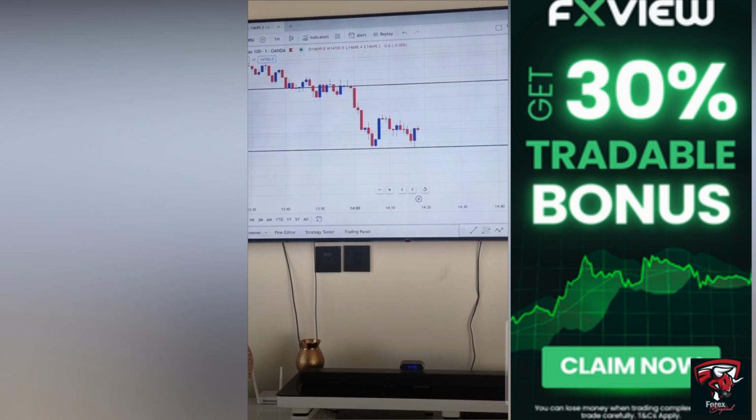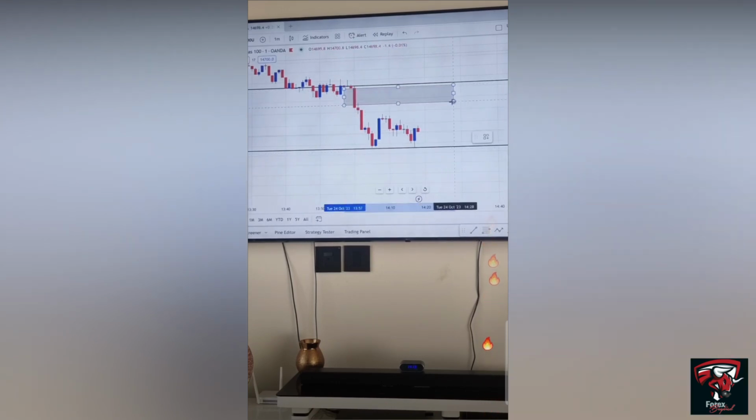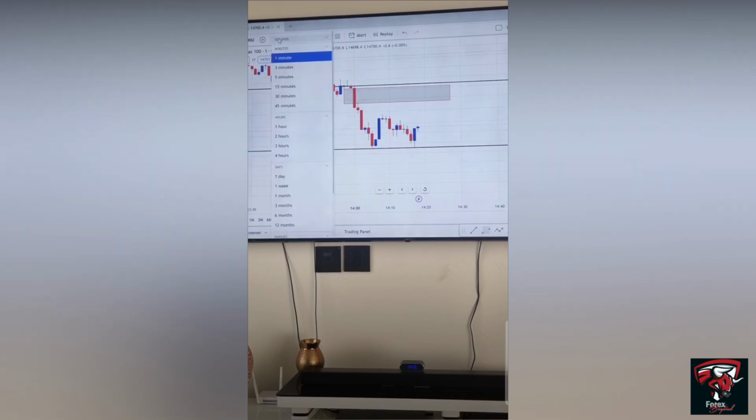Not understanding that the market cycle allows for this. We expect price to come back because this is the market cycle, right? Accumulate, distribute. So the market allows for this.